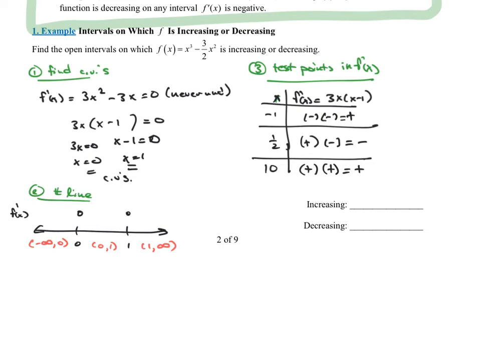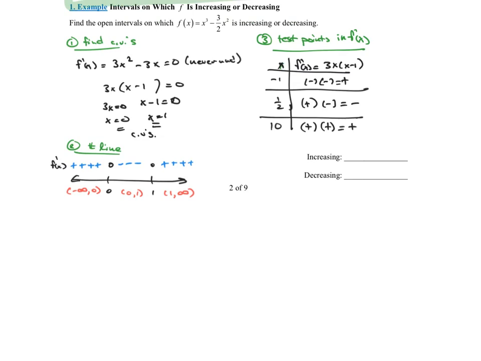We can go back to our sign chart and we can put these values in. Because negative 1 was positive, that entire interval, the derivative must be positive. Because 1/2 was negative, that entire interval, the derivative must be negative. And because 10 was positive, that entire interval, the derivative must be positive. So that's us completing the sign chart.